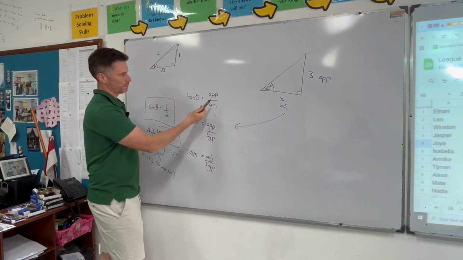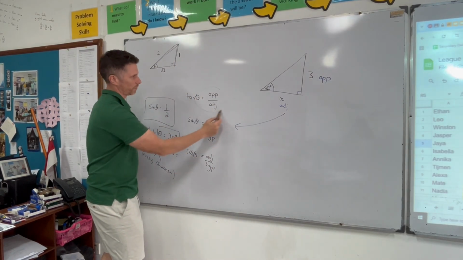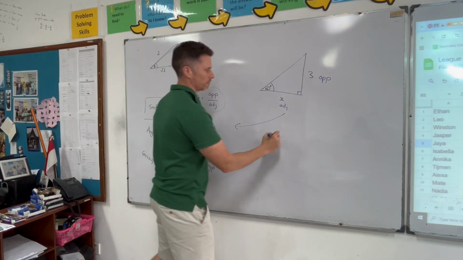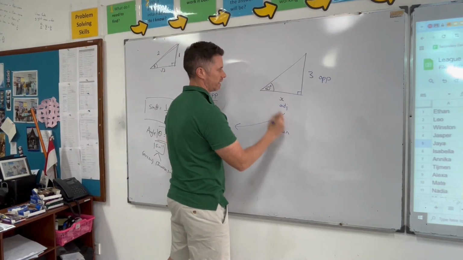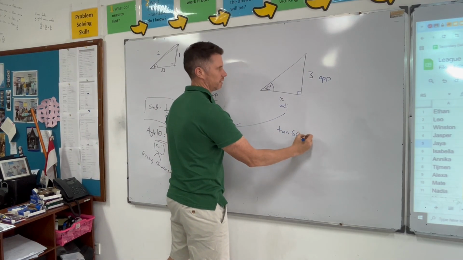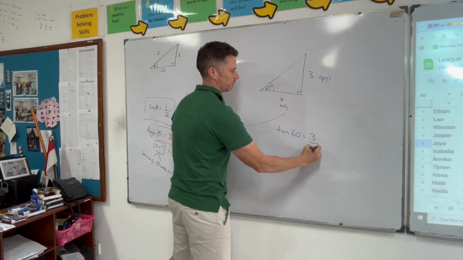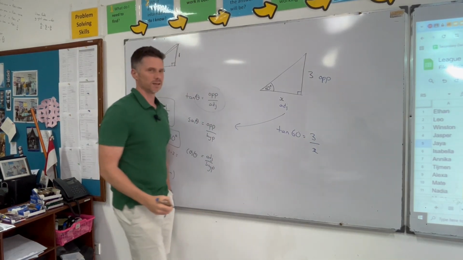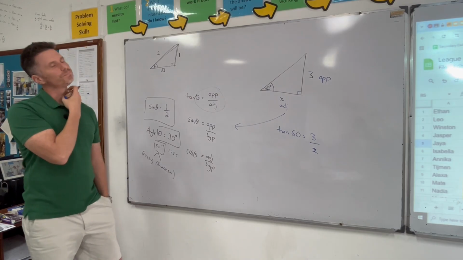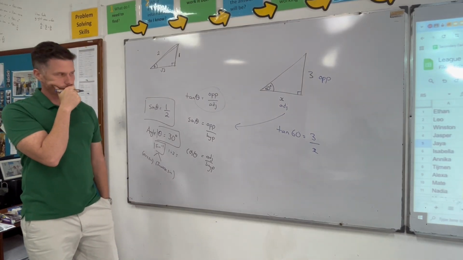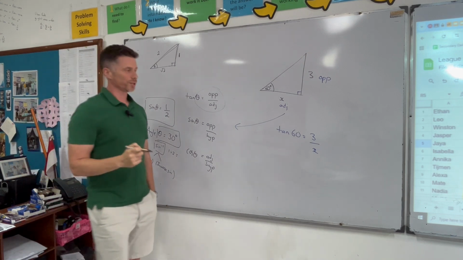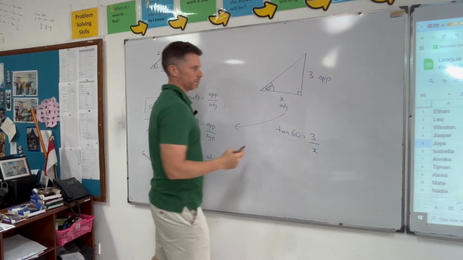So then I look at this. Which one deals with opposite and adjacent? The first one has opposite and adjacent. So I can write this sentence. Tan of the angle is the opposite divided by the adjacent. When you put that in an equation, do you have to put brackets? No. So your calculator will give you a value for this.